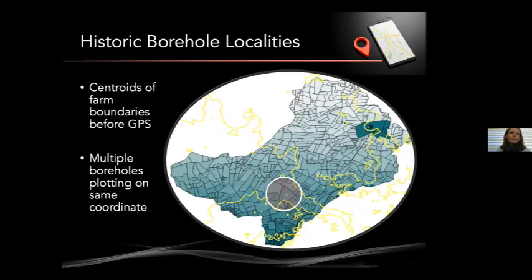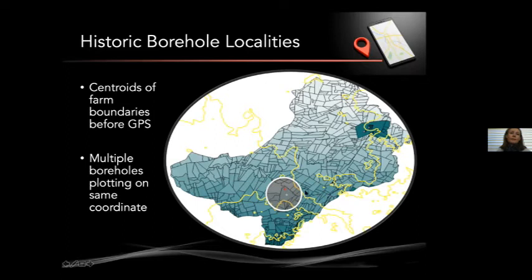Okay, so looking at historic borehole localities, this is the predicament that we have, and those of you that have queried the NGA for borehole data will be familiar with this. I'm just showing here a map with some farm boundaries. I've got a white cross in that farm boundary, and that will be the position of the borehole that you will obtain from the NGA. But the actual position could be the one indicated in red, which is sitting more towards the side.